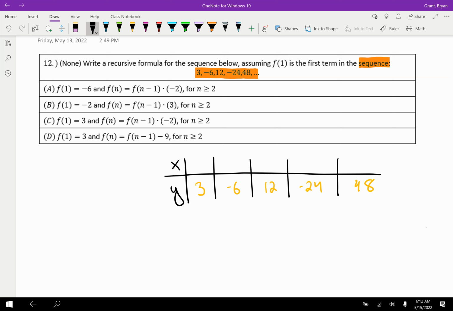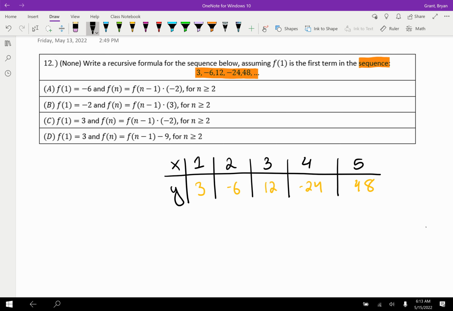Okay, then we need our x's. How do we determine what the inputs are? Well, they told us f of 1 is the first term in the sequence. The first term is the first value in the sequence, that's 3. So my first term is 3. And then a sequence just goes up consecutively. So if this is the first term, this is our second, third, fourth, and fifth. All right, we've got a hard part of the battle out of the way. We have written out the sequence using a table.